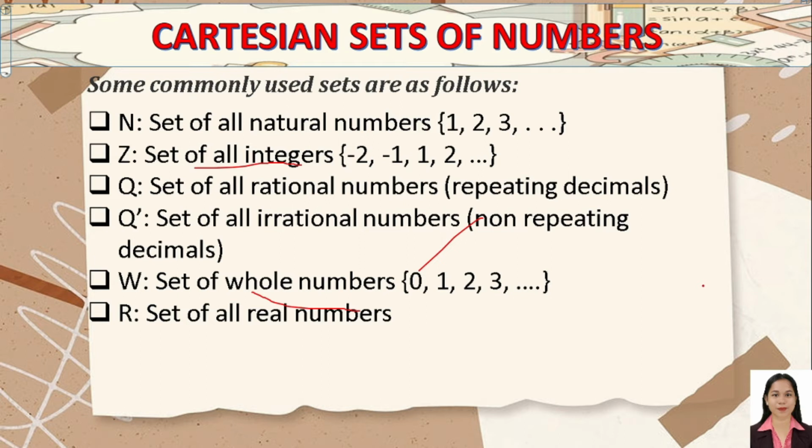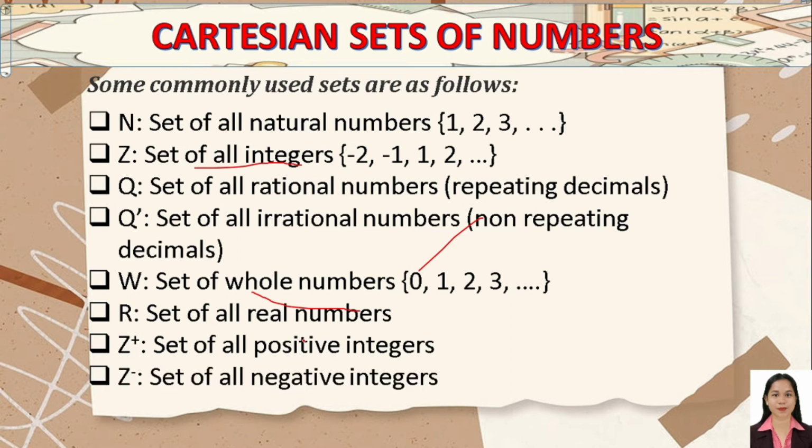The natural numbers, integers, rational, irrational, and whole numbers are under the real numbers. So, sa real numbers, under niya itong N, Z, Q, Q prime, and W. And then, we have here the Z plus. So, Z plus, set of all positive integers. Lahat lang po positive integers. And then, Z minus, set of all negative integers. Okay? So, the set of all negative integers.